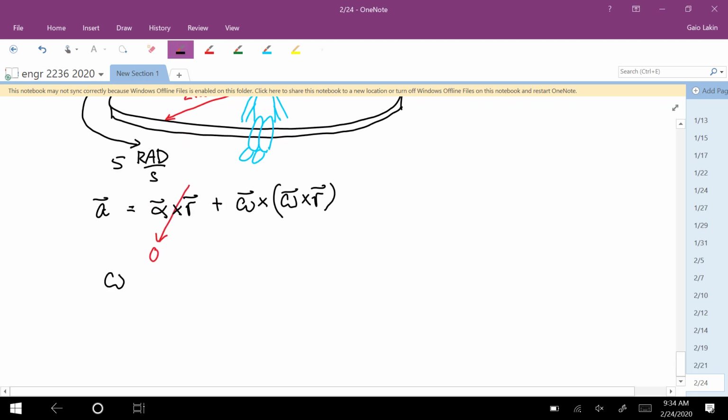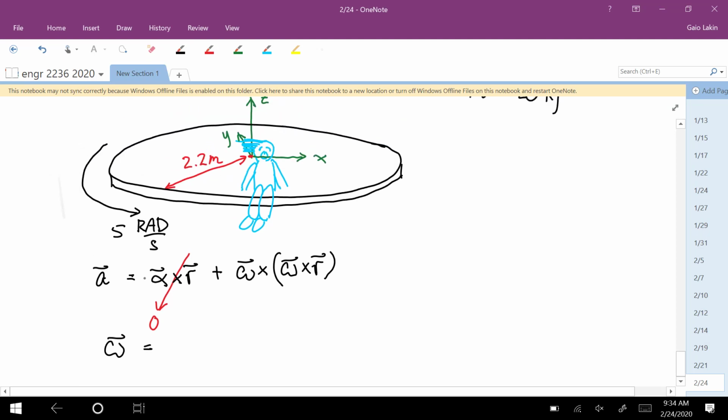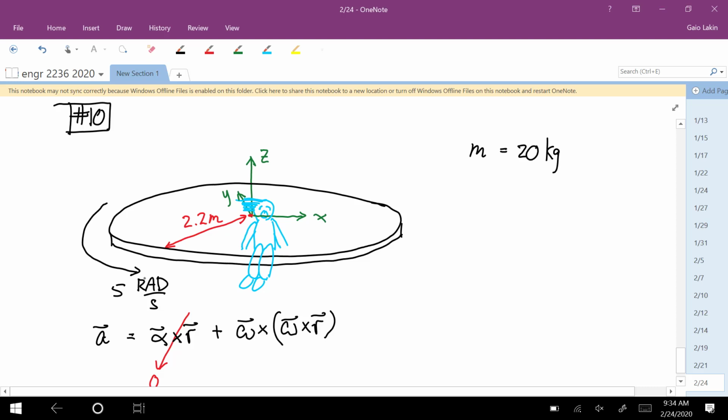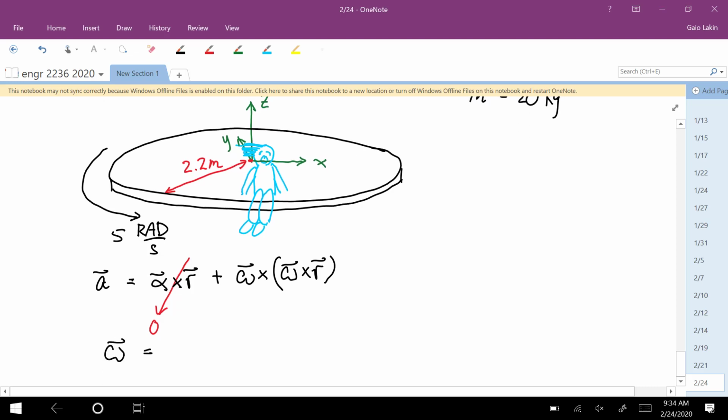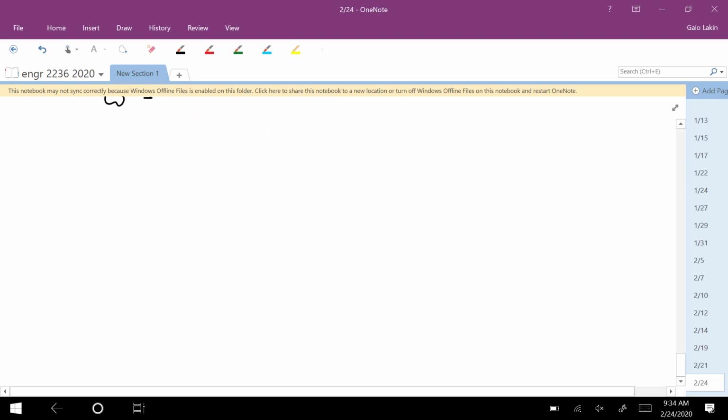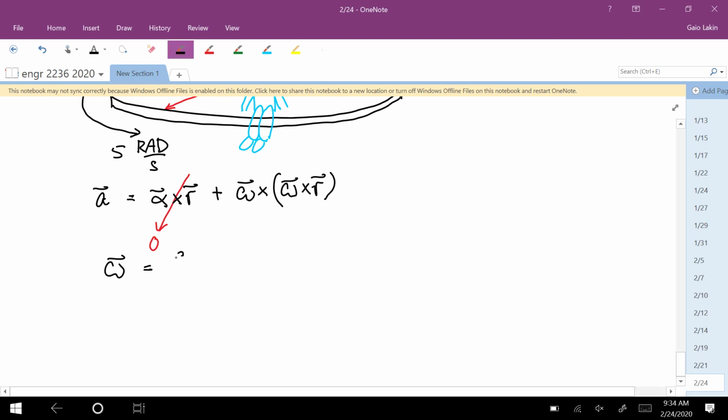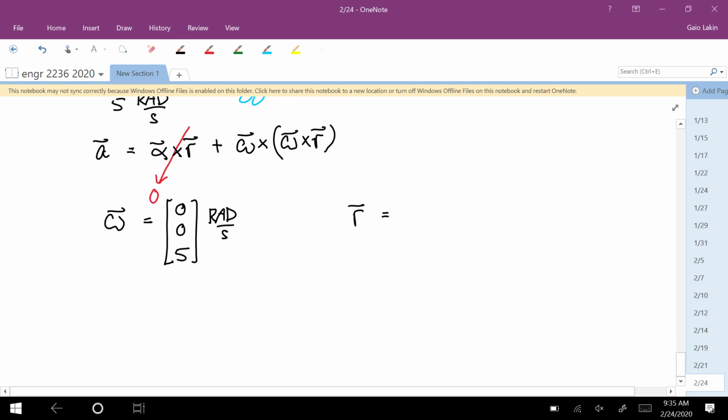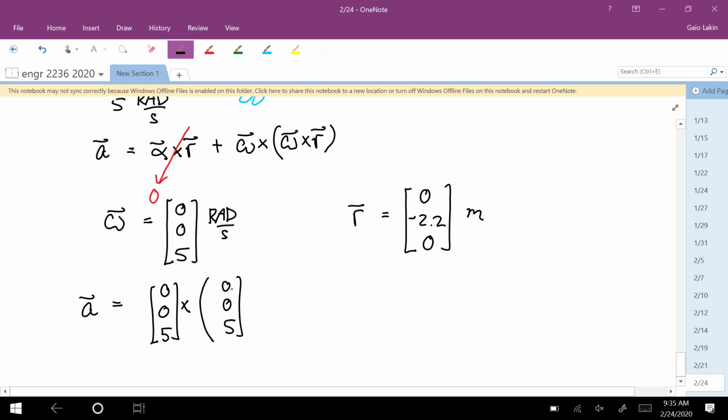Our omega vector, the way I have it drawn, and you could draw it a different way and it would all come out different. The answer to the questions, if you do it right, would all be the same. But the way I have it drawn, this is in the positive z direction according to the right-hand rule. So omega is 0, 0, 5. The r vector is 0, negative 2.2, 0 in meters. And so the acceleration is 0, 0, 5 crossed with the quantity 0, 0, 5 cross 0, negative 2.2, 0.